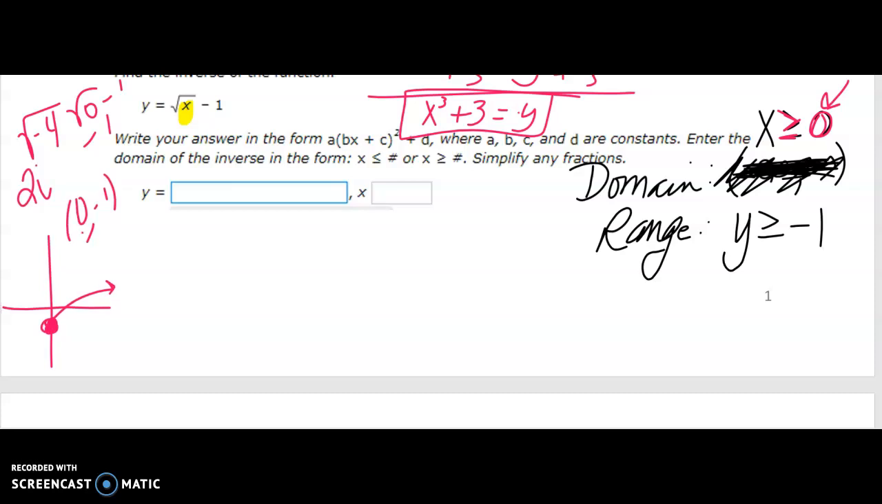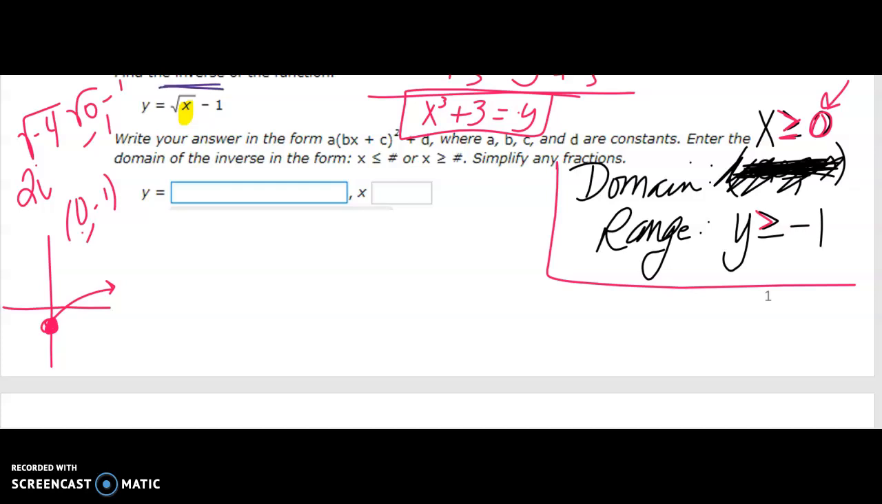Okay? So the range, it talks about the y's. So the smallest y that it could ever be is -1, and then it just gets bigger and bigger and bigger. That's a lot of talk for not even doing a problem, right? I'll get back to that in just a second.